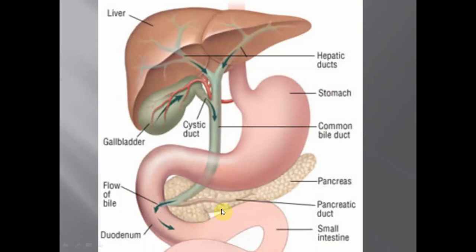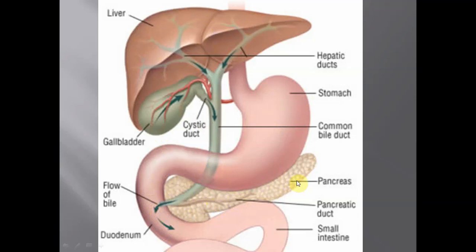The pancreas is connected to the duodenum, which is the first part of the small intestine. Here is the stomach, and here is the small intestine, and this is the liver. So the pancreas is connected to the duodenum through the pancreatic duct, which joins with the common bile duct coming from the liver and pours the secretions into the small intestine.